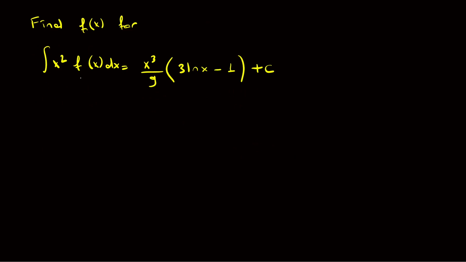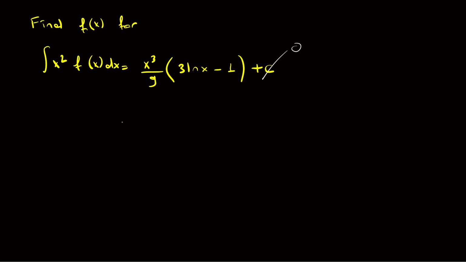Find f of x for the given integral. Okay, since I don't know how to integrate this, I have one choice, and it is integrating this part, right? And integrating this part does not look fun at all. Do we have any other option? Probably not. Yeah, we need to differentiate the right side. Okay, then. A constant differentiated is 0.